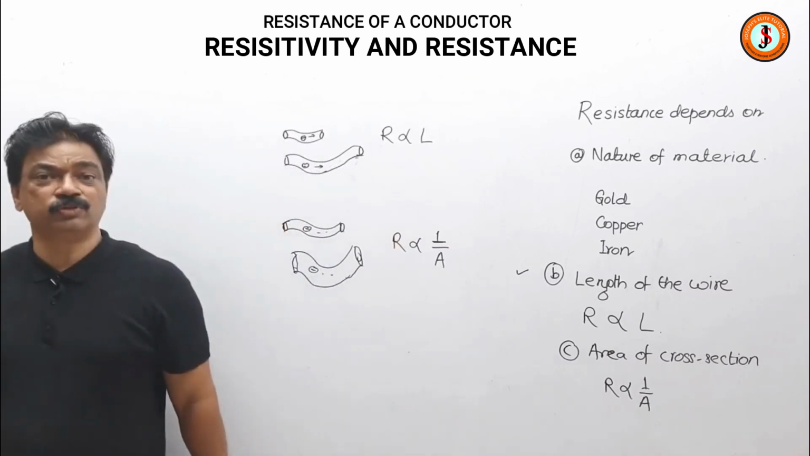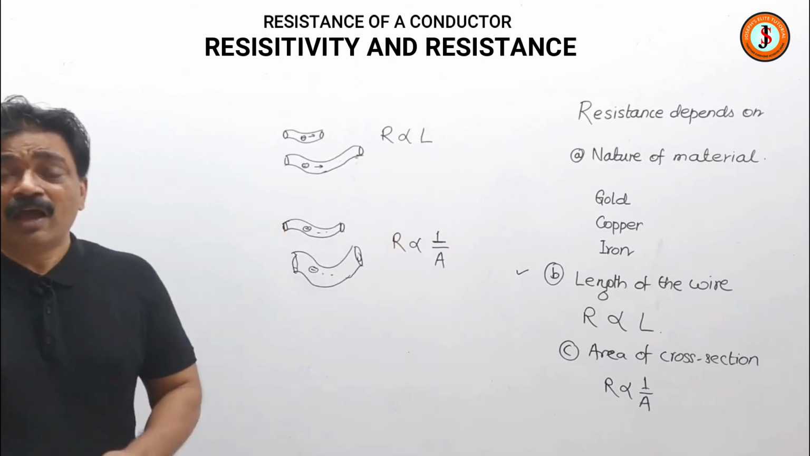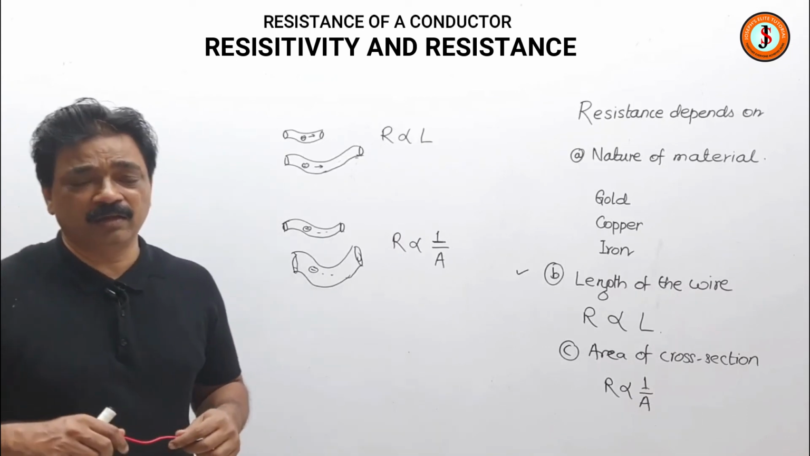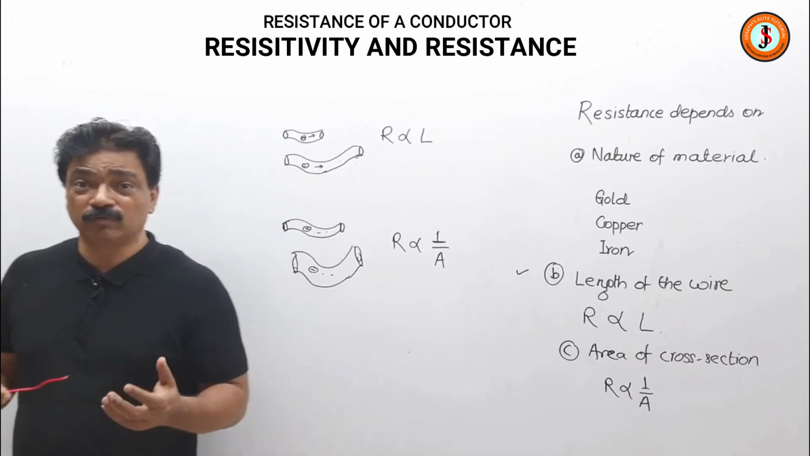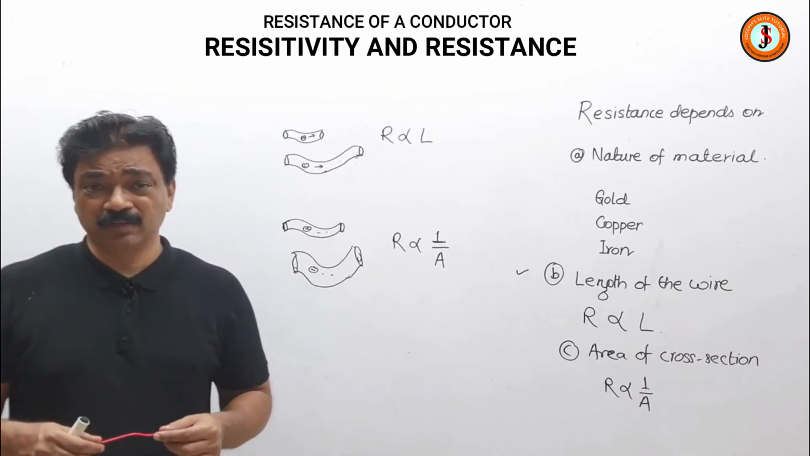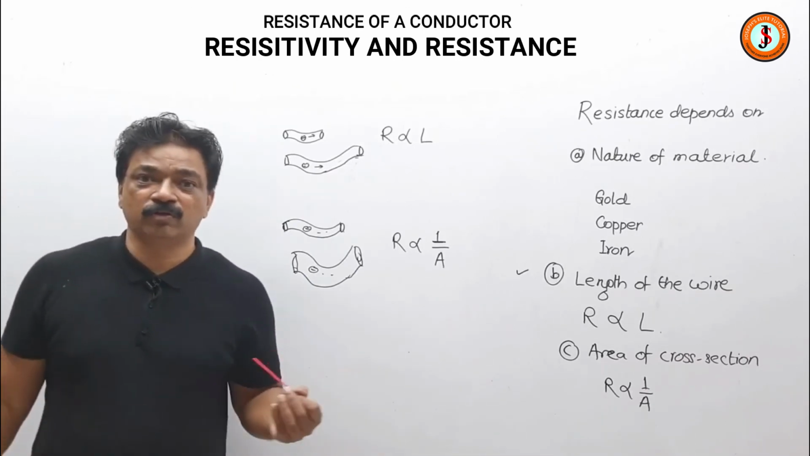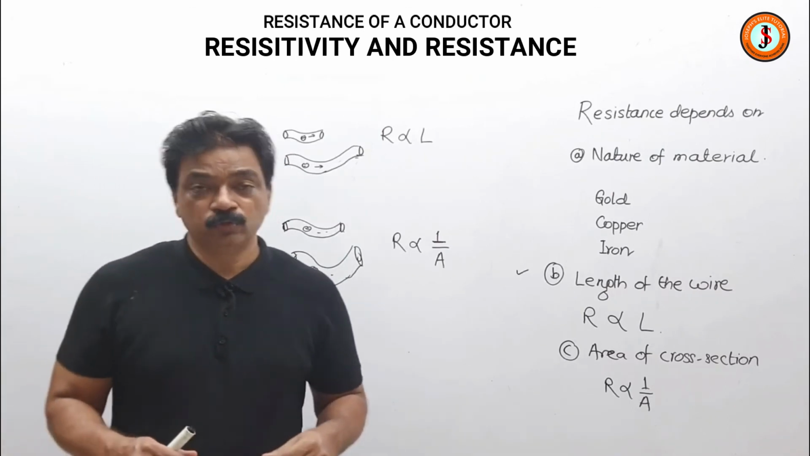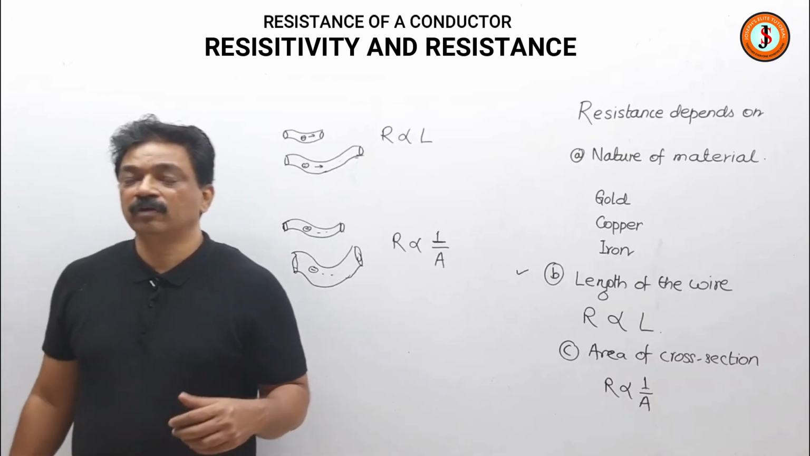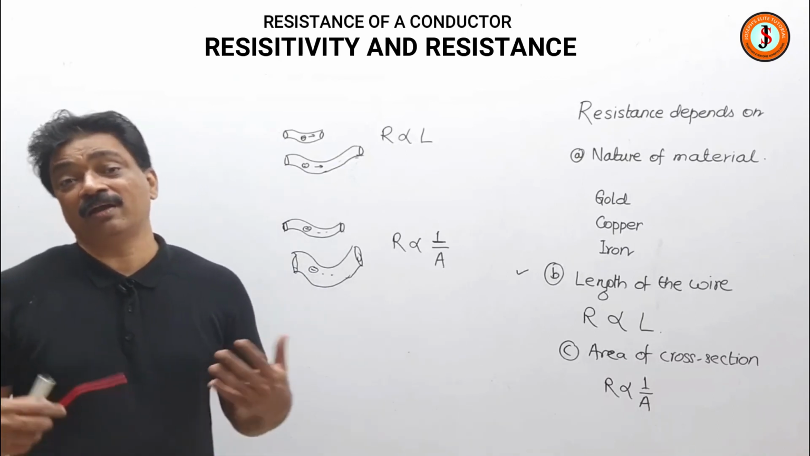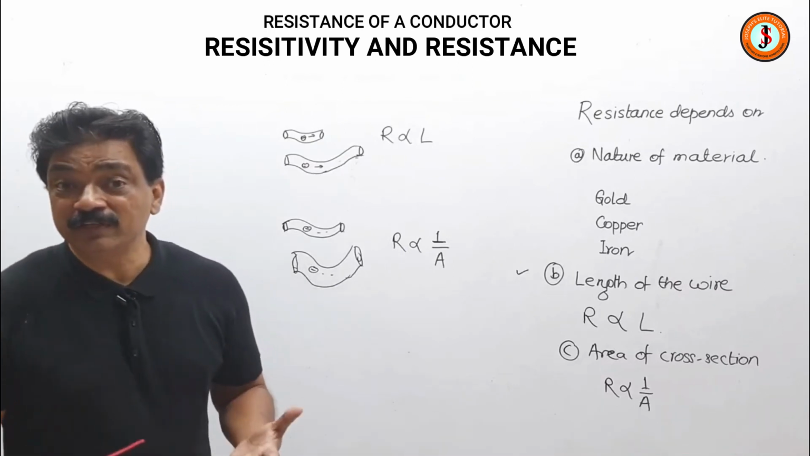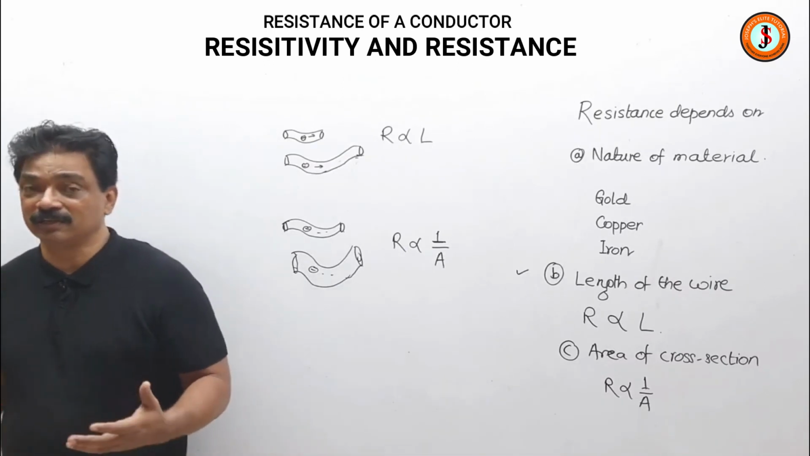Here, in boards, a lot of times questions are asked: are two gold wires, will they have the same resistance? Because in Ohm's law we have studied resistance is constant. No. Two gold wires will have different resistance if they have different length. Two gold wires will have different resistance if they have different thickness.